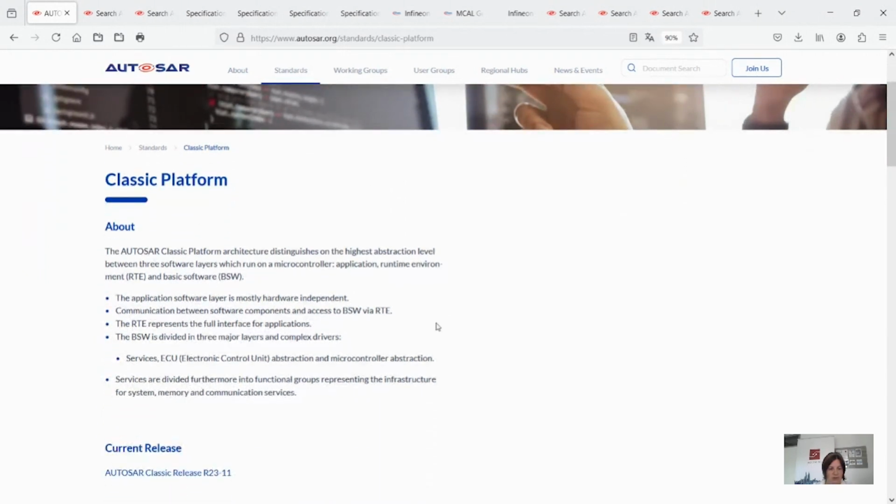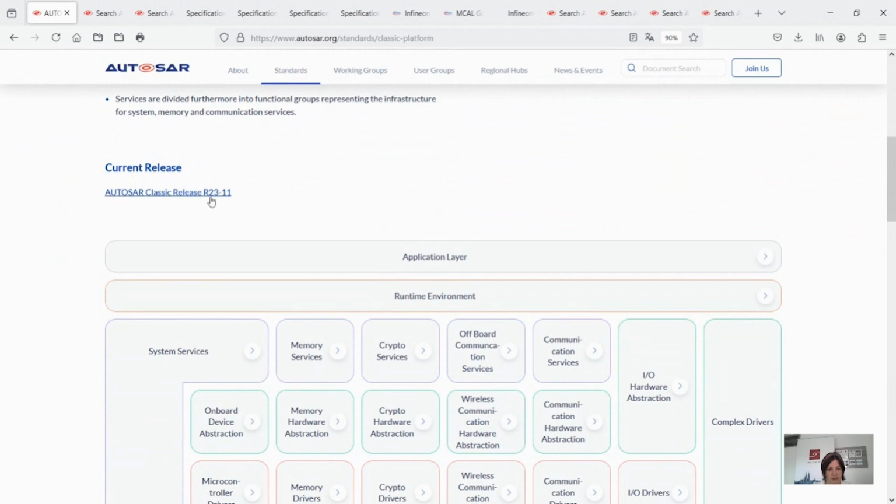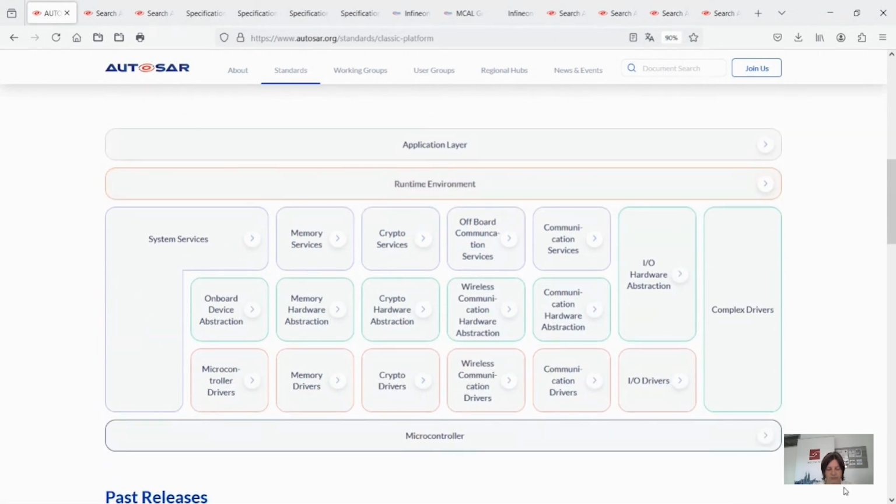A short introduction on the Classic platform, which we don't need, we saw. Currently, we have a release 23.11. 11 is for November because all the releases are in November, and 23 is for last year in November. Here you see the overview of the architecture. You probably, and also in the video, you saw the representation with the different layers. Here in this picture, you have a navigation directly to a set of specification and requirements documents.